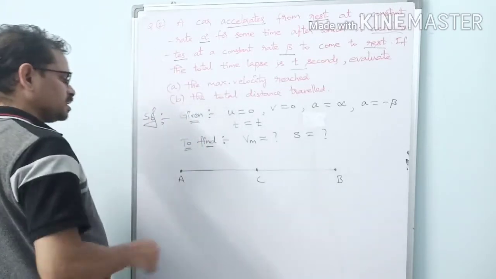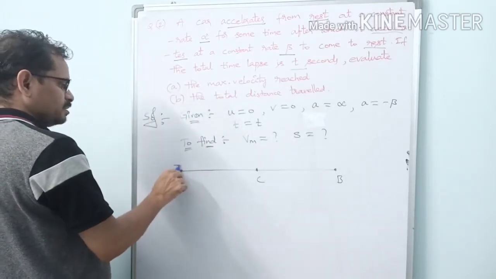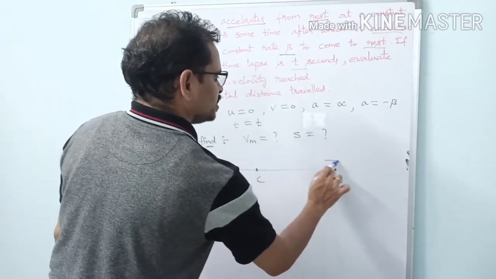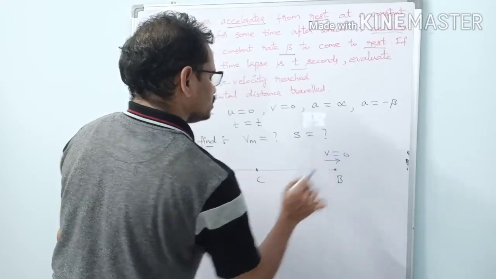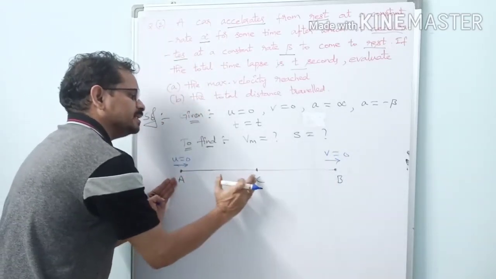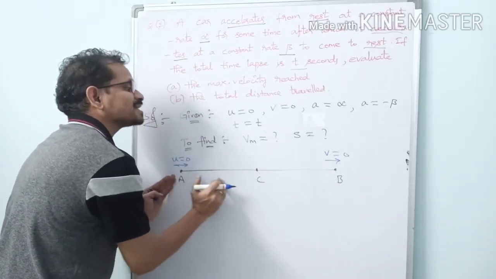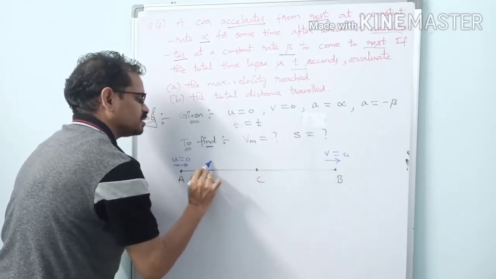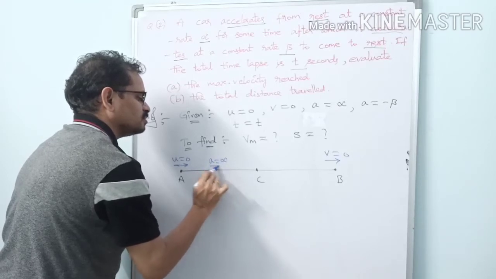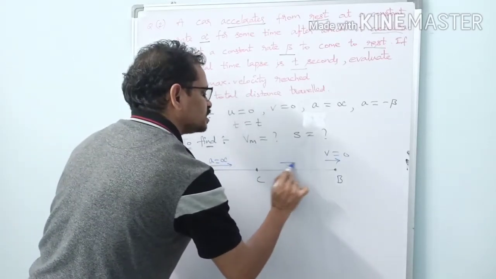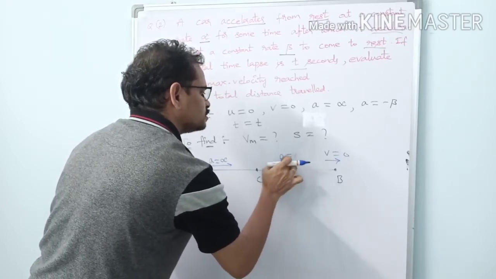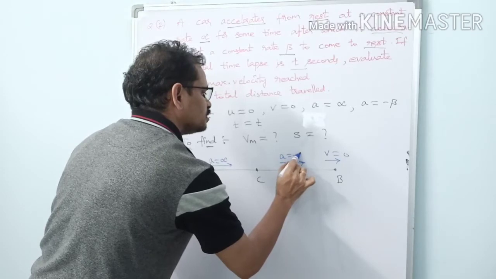So let us suppose that the car is starting from this point A. So its initial velocity u equal to 0. Finally it is coming to rest at B. Let us suppose here velocity is 0. From A to C, let us suppose the car is accelerating, and from C to B it is decelerating. So what is acceleration here? a equal to alpha. Here what is the deceleration? a equal to minus beta.